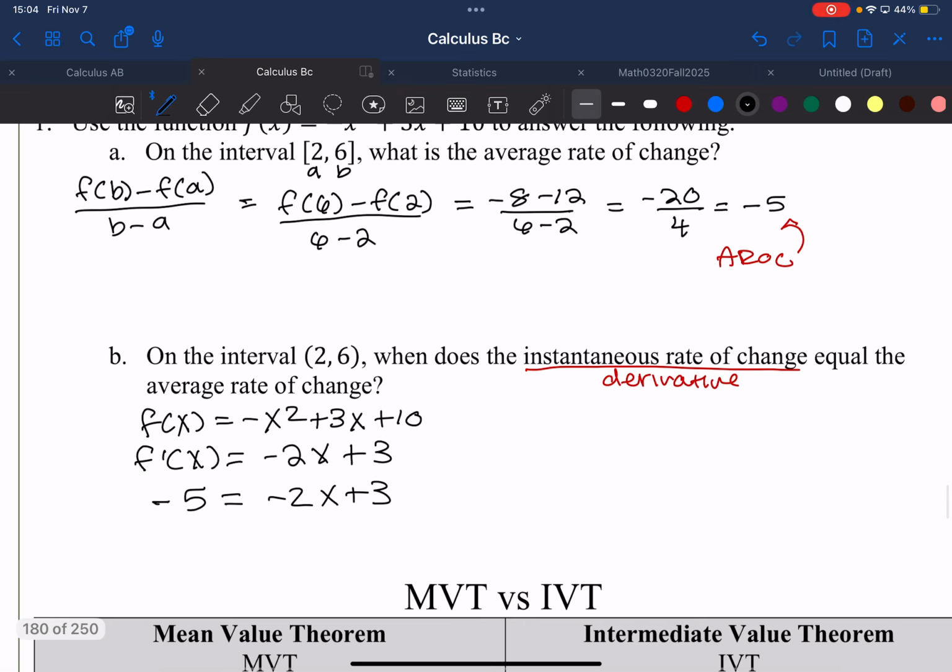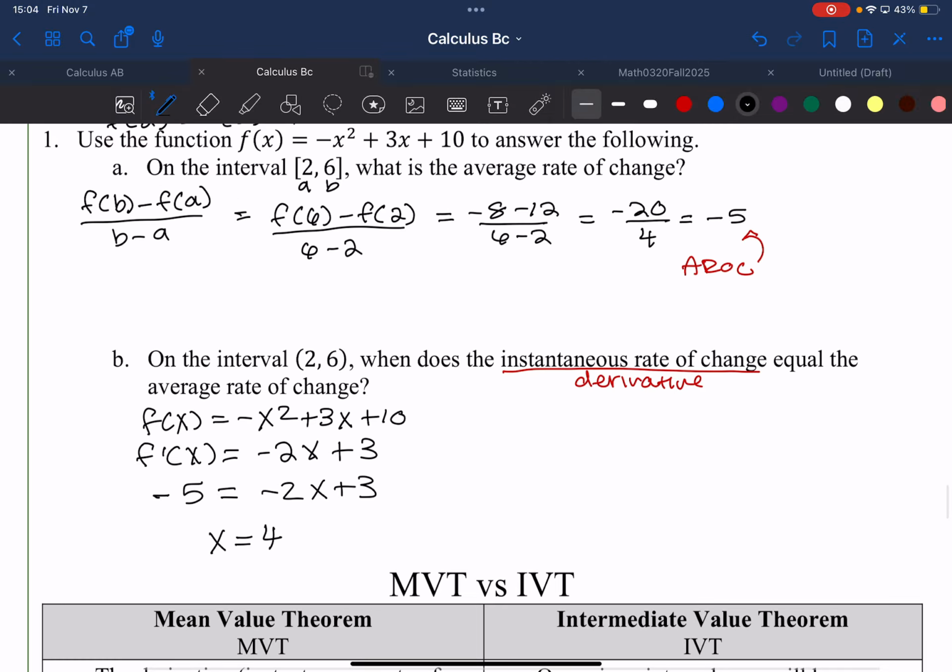So in order to do this, we're going to solve for x, and we get x is equal to 4. Because we would subtract the 3 over, and we get negative 8 is equal to negative 2x. Divide by negative 2, we get a positive 4. Okay, so at x equals 4 on the interval 2 to 6 is when instantaneous rate of change equals average rate of change.